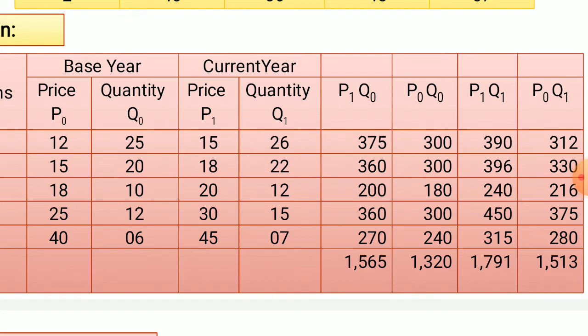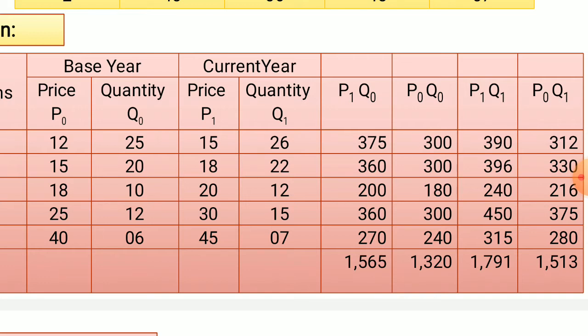Then find P1 Q1, which is 15 into 26 is 390, 18 into 22 is 396, 20 into 12 is 240, 30 into 15 is 450, 45 into 7 is 315. Then P0 Q1: 12 into 26 is 312, 15 into 22 is 330, 18 into 12 is 216, 25 into 15 is 375, 40 into 7 is 280.